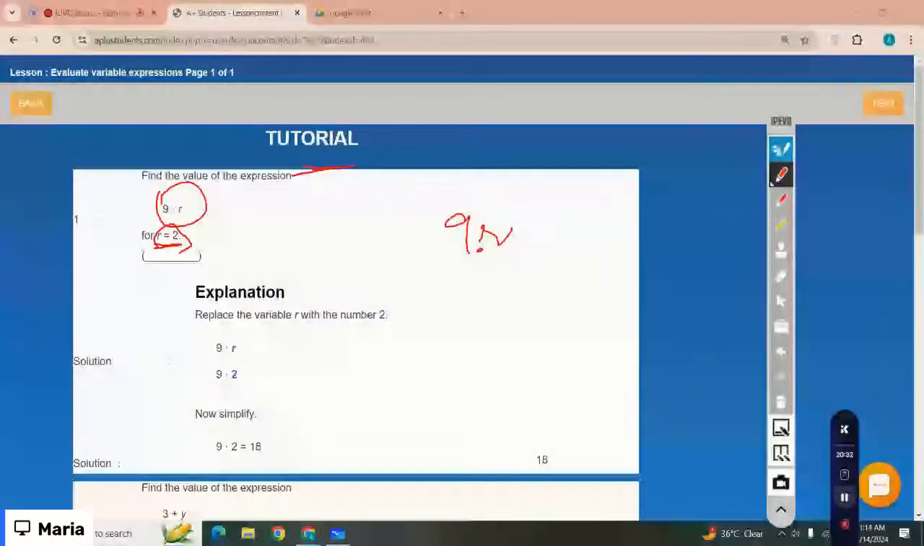You need to evaluate this expression, and you are given r equals 2, so you need to replace the value. Here you replace r with 2: 9 times 2. So 9 times 2 is 18. That means the value of the expression is 18. Got it?